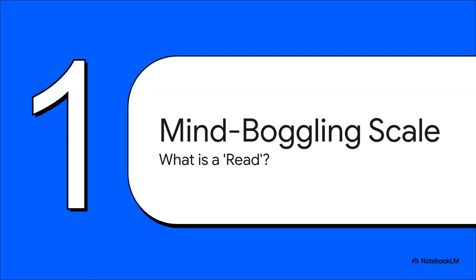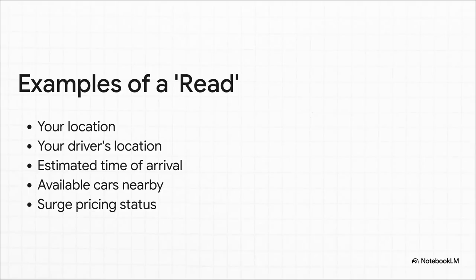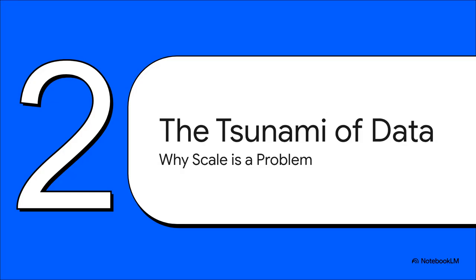So what exactly are these 150 million requests? Well, the engineers call them reads, but for you and me, they're basically the invisible heartbeats that make the entire app experience work. Every time the app refreshes your location on the map, that's a read. Checks your driver's ETA, another read. Shows you the cars nearby, or if there's surge pricing, yep, you guessed it, more reads. Now multiply that by millions of users all at once, and you get to that insane 150 million per second number.